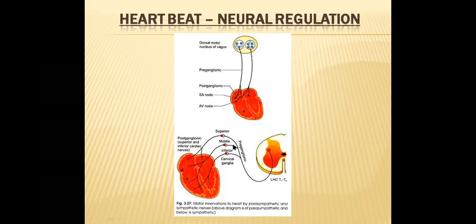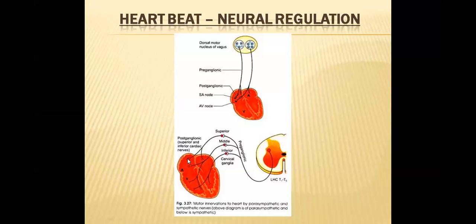And all these fibers come in contact with the heart conduction system, that is the SA node and AV node. In each fiber, 3 parts will be there: superior fibers, middle fibers, and inferior fibers. Preganglionic fibers will be there. Later, they form a ganglion, and from this ganglion, postganglionic fibers arise. These postganglionic fibers come and join with the heart conduction system.